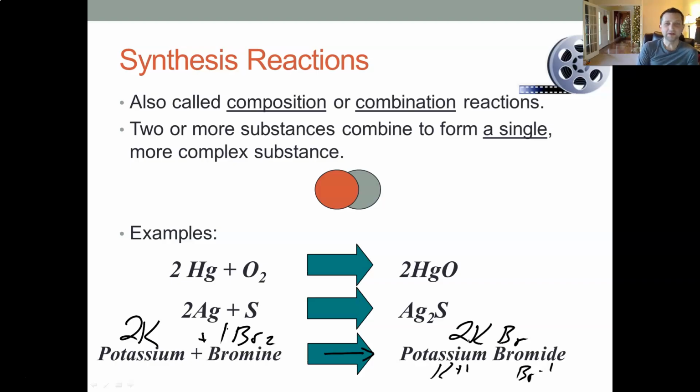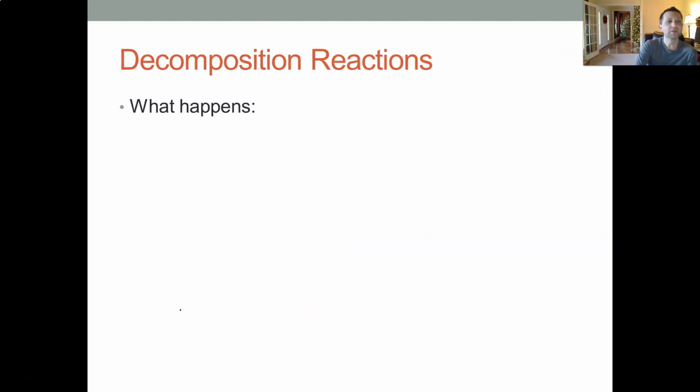Okay, I have a video of that one. I'll show you guys that in class. But another basic synthesis reaction. So look at the pattern here, guys. We have 2 reactants coming together to create one singular product, and all synthesis reactions will look basically that way.